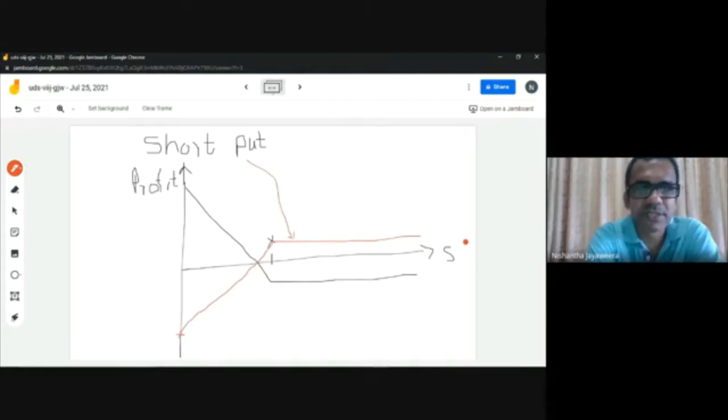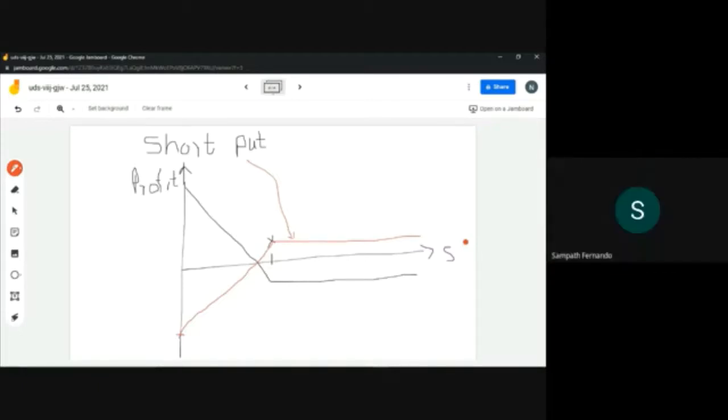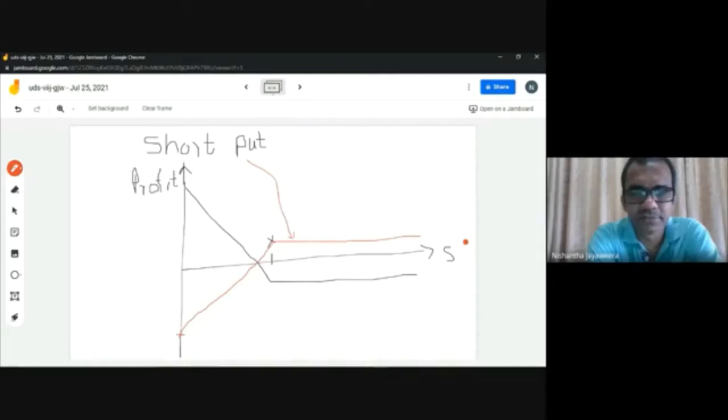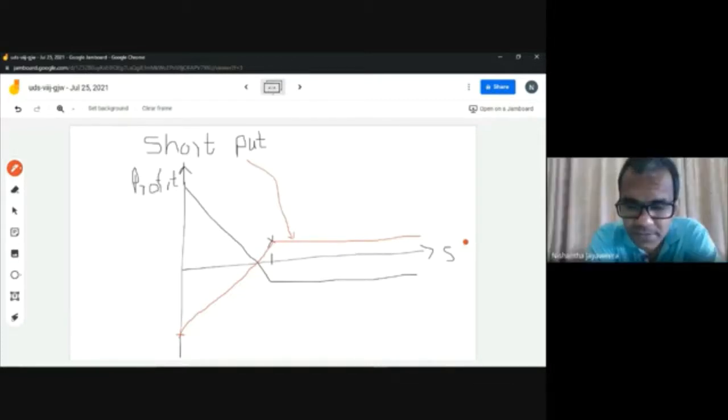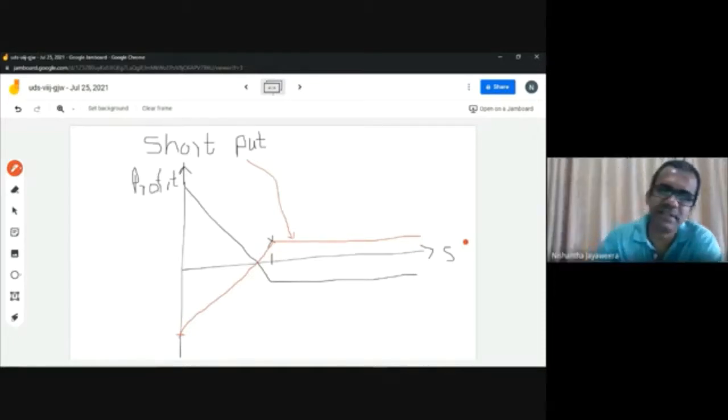Buying an option or selling an option, which one is more risky? Selling an option. Why? Loss is unlimited. Even here you can see it is sort of unlimited.